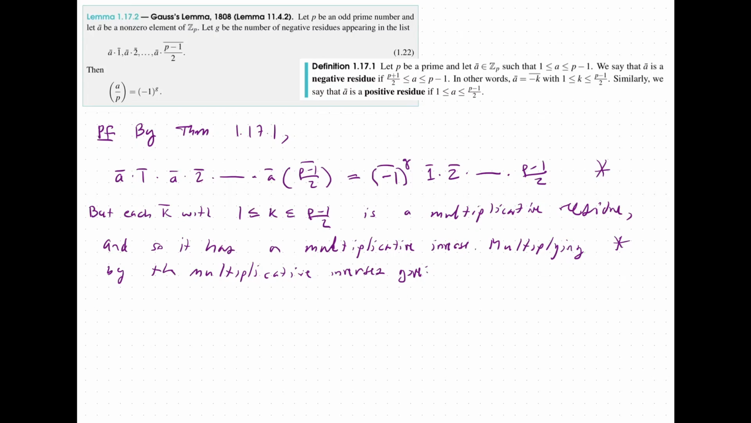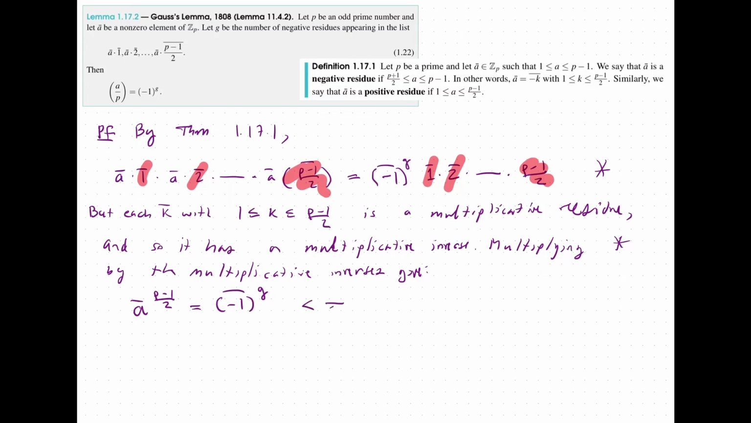Well, we're going to have a cancellation. This 1 bar will cancel off with that 1 bar, which is its own multiplicative inverse. But then 2 bar times the multiplicative inverse of 2 bar will also cancel off this one over here. And we continue in this manner. We multiply by the multiplicative inverse of (p minus 1)/2 bar on both sides, and that will get rid of this here. And so what we are left with is that on the left-hand side, we have a bar to the (p minus 1)/2, and this is equal to negative 1 bar to the g.